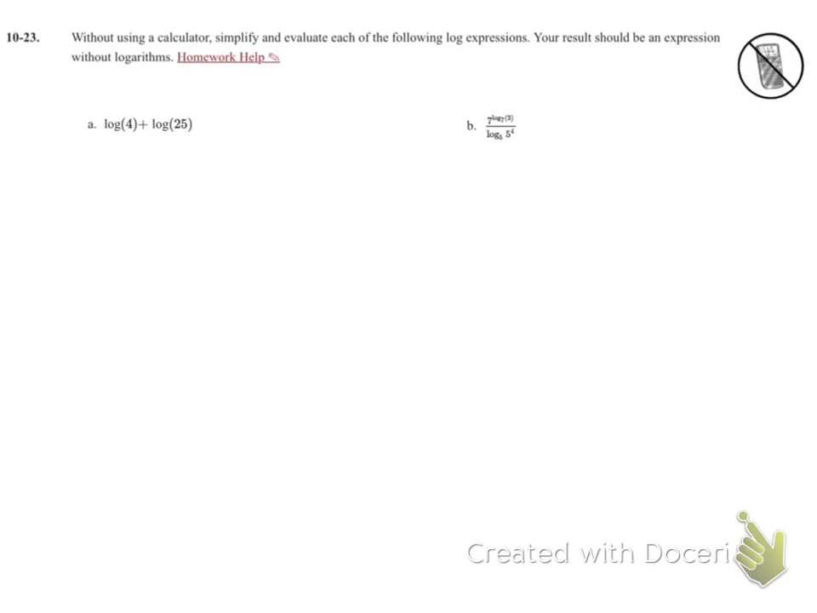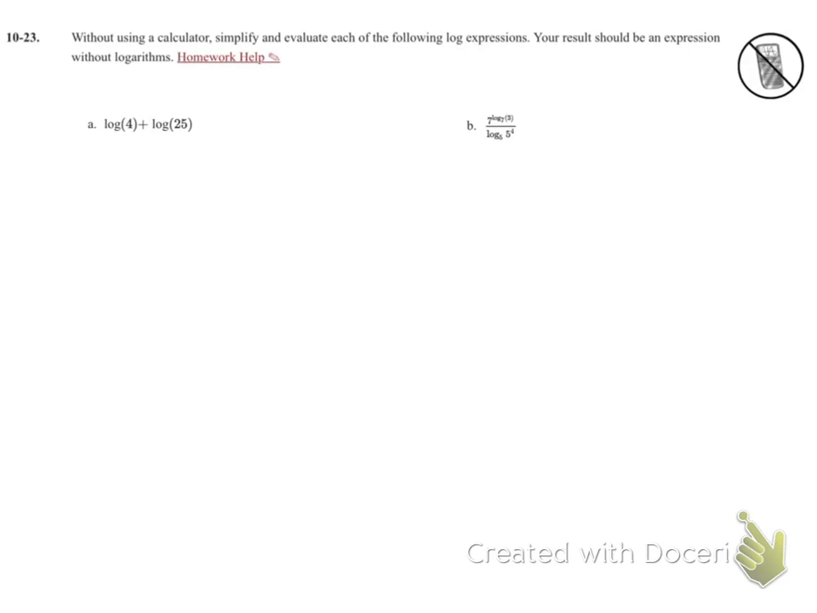Problem 23, we're working with some logarithms and trying to figure these out without a calculator. So let's see if we understand these logs. So the first one, I'm adding logarithms with the same base. If no base is written, it's a base of 10. So they have the same base.